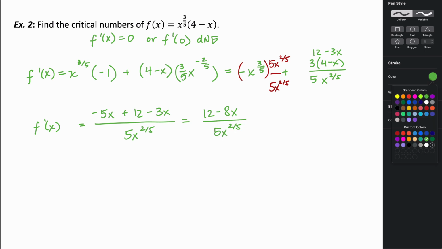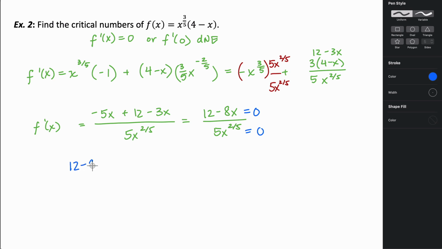Okay, so to figure out where our critical numbers are, we're going to set the numerator and denominator equal to 0 and solve. So 12 minus 8x equals 0 is going to give me that 12 is equal to 8x. Divide by 8, and we're going to get 12 over 8, which reduces to 3 over 2. So x is equal to 3/2.